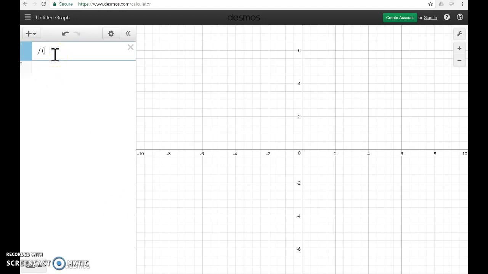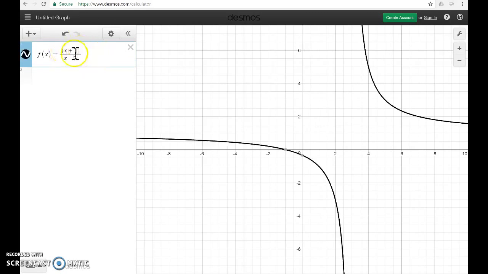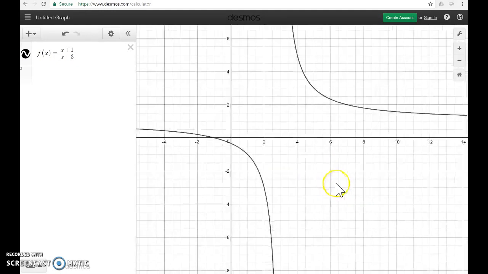So let's say we had the function x plus 1 divided by x minus 3. I'll get rid of these parentheses just to make it look prettier. So here's the function x plus 1 divided by x minus 3. So notice a few different things. First thing I see is that there appears to be a vertical asymptote.